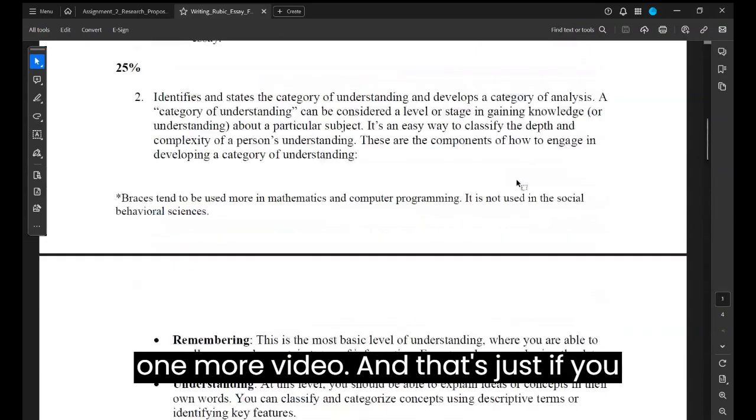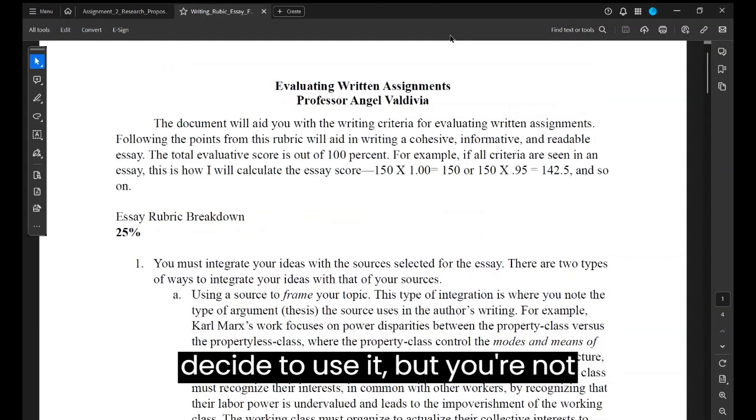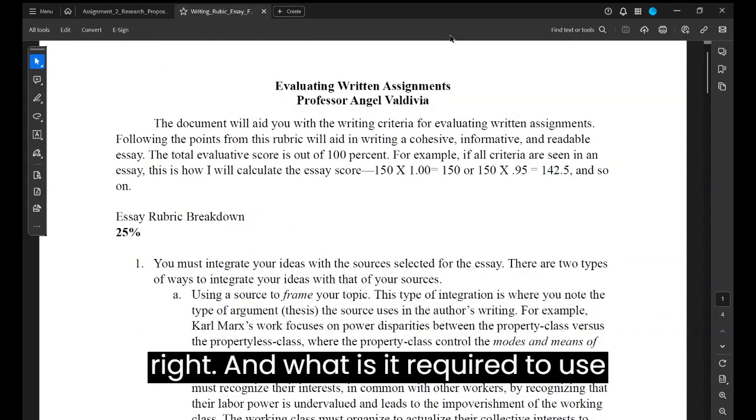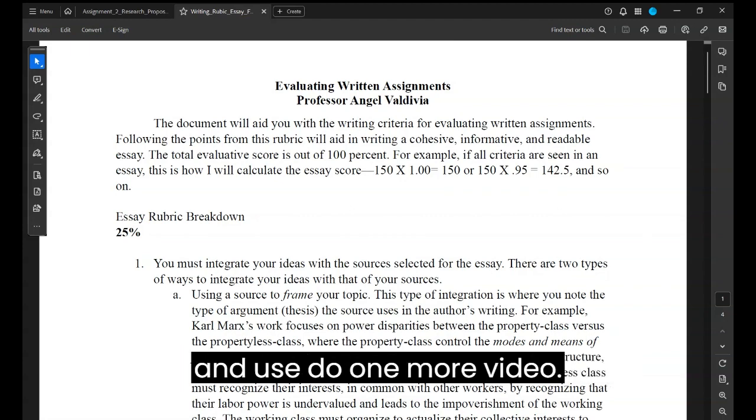And I still have one more video, and that's just if you decide to use it, but you're not required to use this format. Okay, so I'm going to stop here and do one more video.